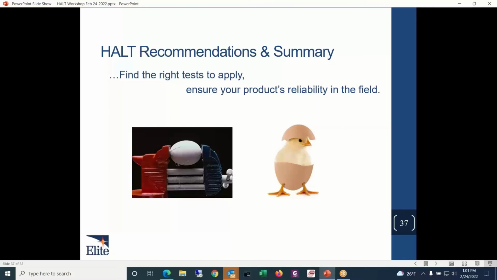So I guess to conclude here, we always look for an opportunity to work with clients to find the right test to apply. Sometimes it's the complete HALT sequence, sometimes it's HALT plus some adjacent tests, but we're looking to find the correct mix of tests to apply to get you the information that you're looking for.